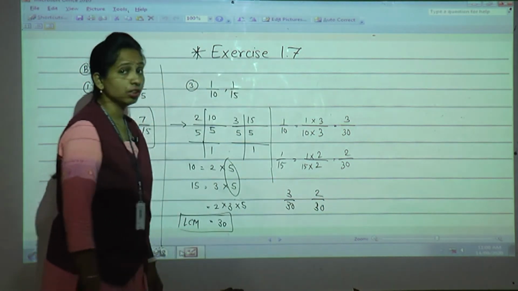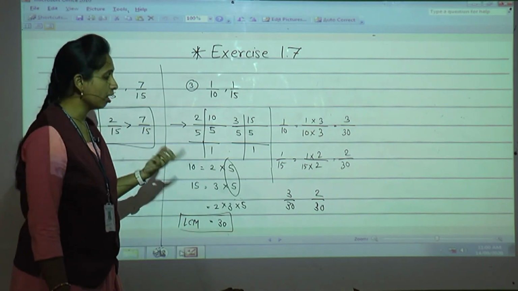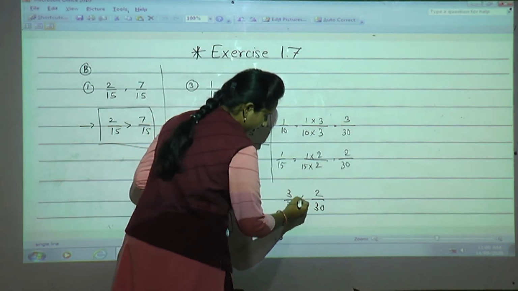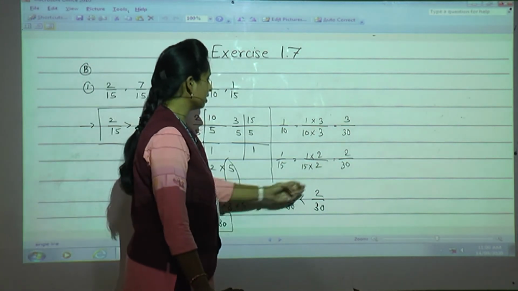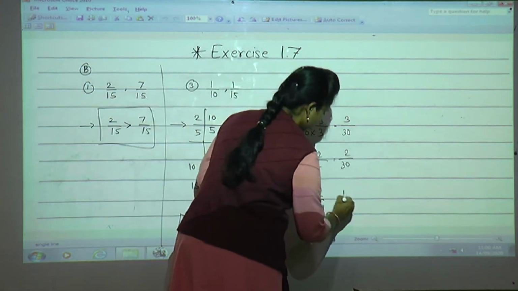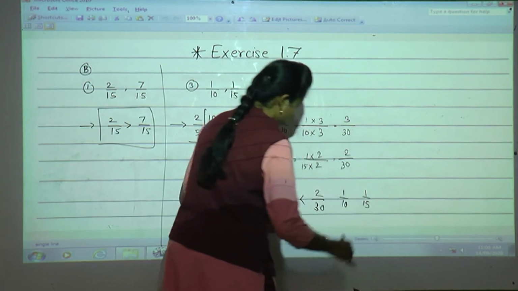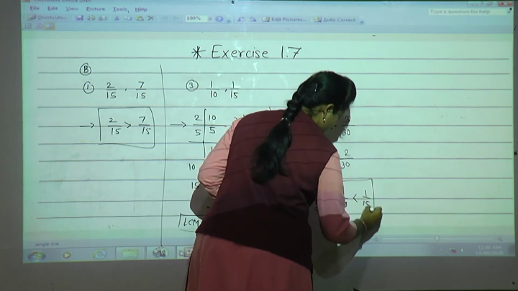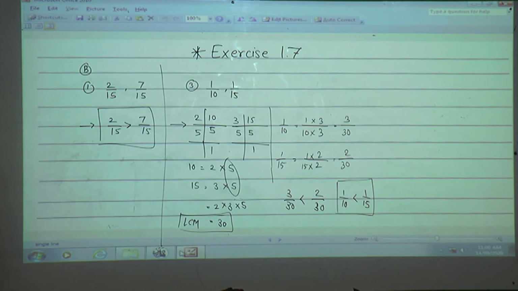Now here we are comparing, we are finding the smaller fraction. Now see which is smaller? 2 upon 30. But are these the real fractions? No. 3 upon 30 means what? 1 upon 10. And 2 upon 30 means what? 1 upon 15. Now which is smaller? 2 upon 30 means 1 upon 15. Understood? Clear? Yes. Now next example I will solve.